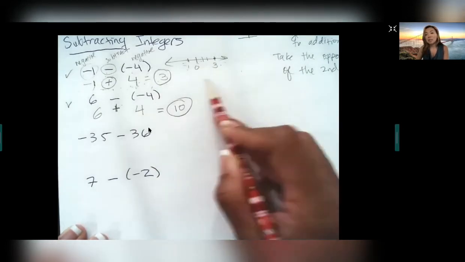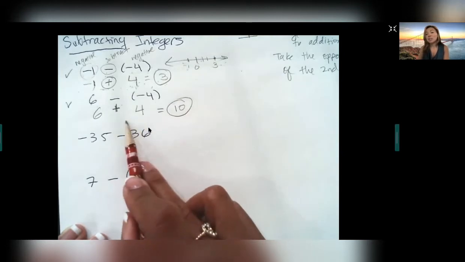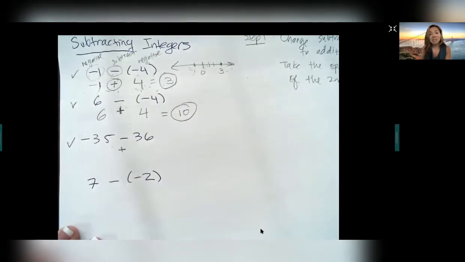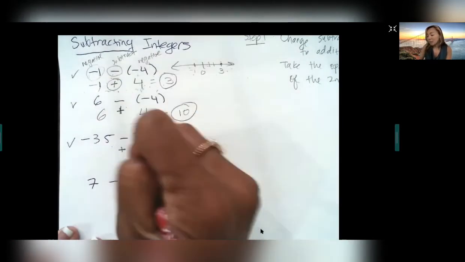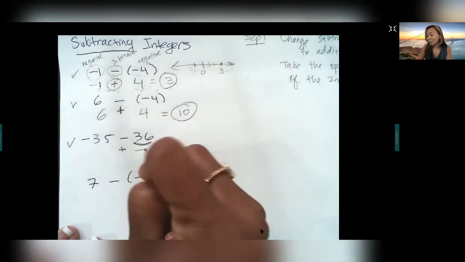So since you're moving the same direction, you add the numbers together. And since you're moving to the right, you make it positive. Okay, the next problem here, -35 minus 36. So again, I'm going to make this into an addition sign. And then this number 36 will now become a -36.